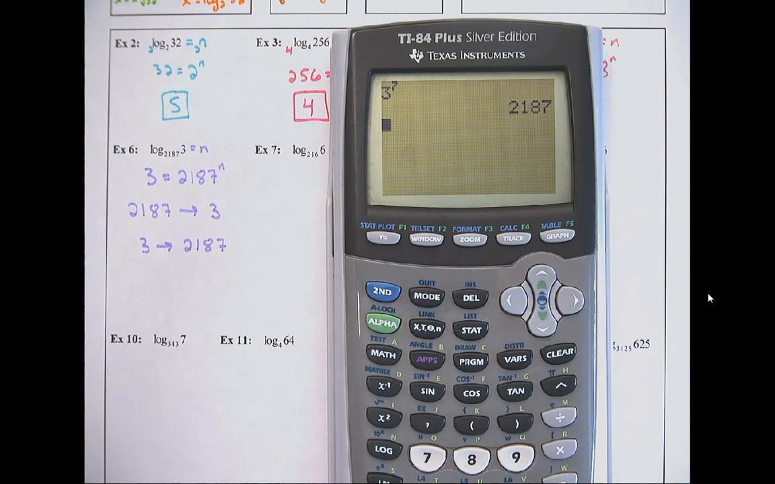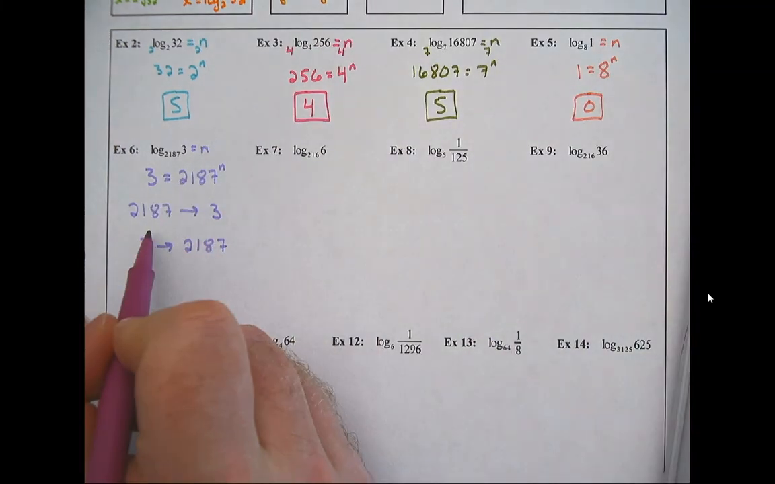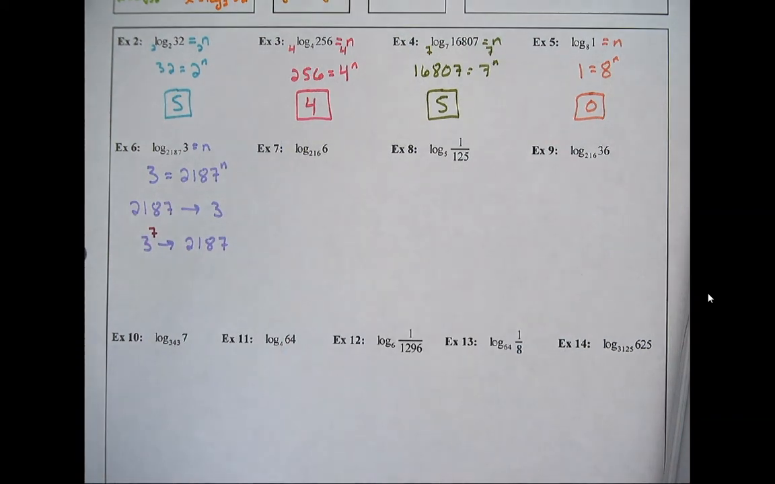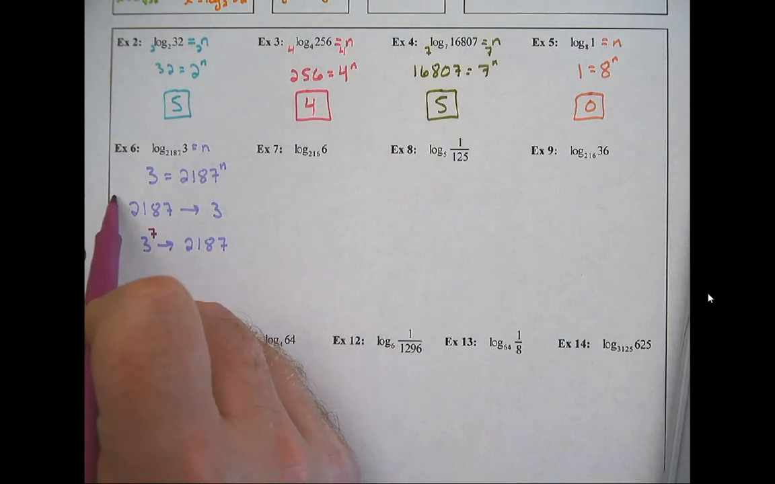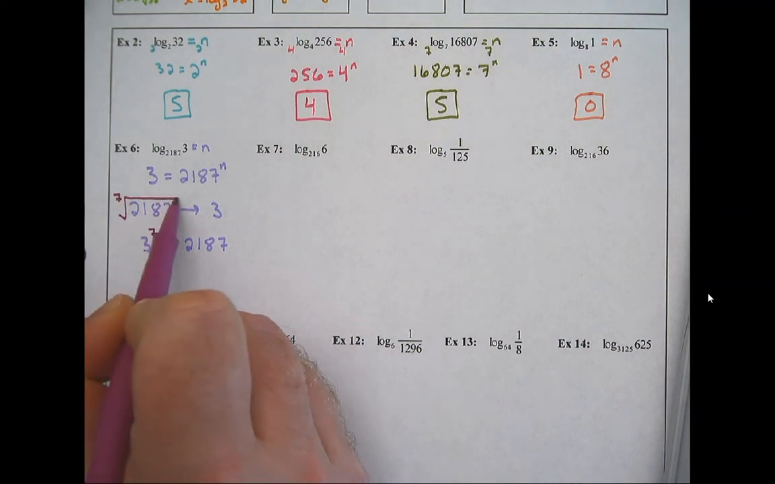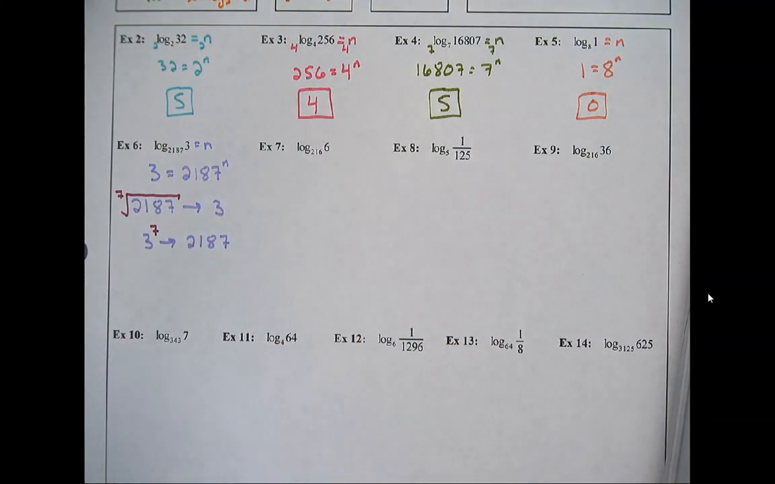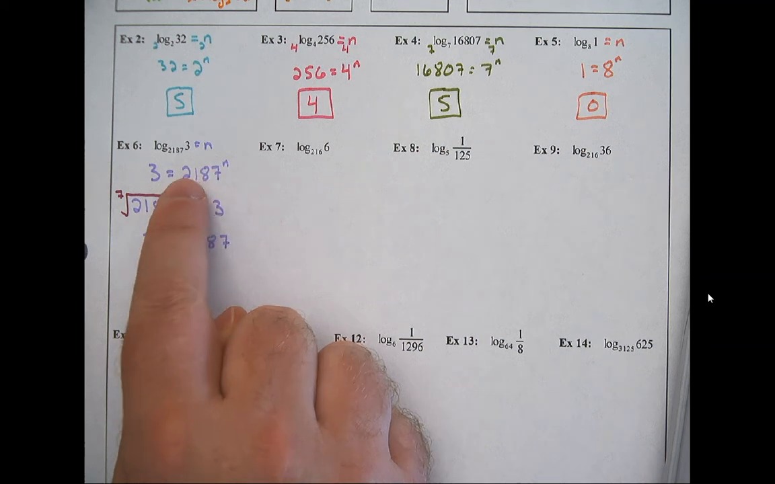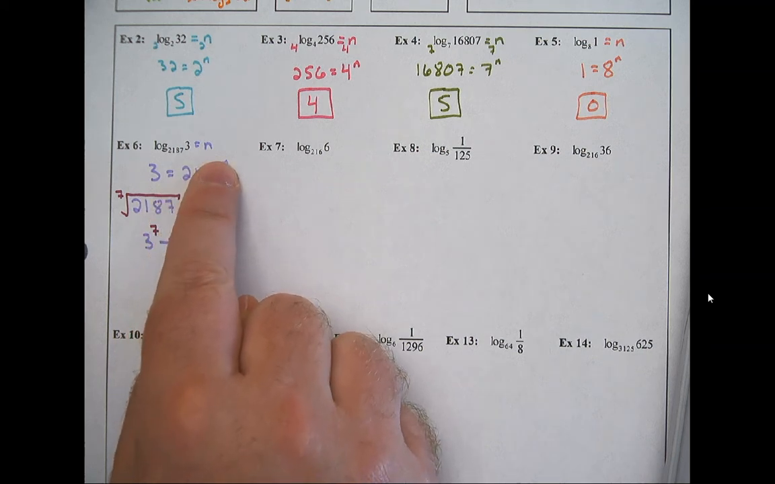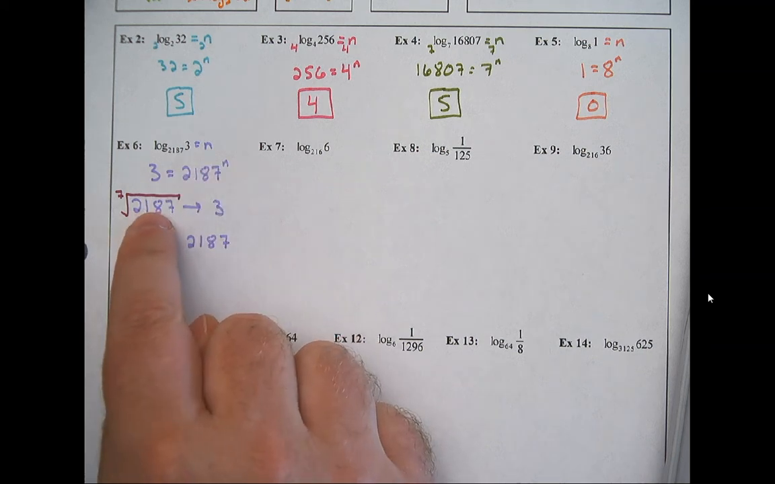So 3 to the 7th ends up being 2187. So that means, what would I have to do to 2187 to turn it back into a 3? In other words, what undoes a 7th exponent? That would be a 7th root. Now look, I can't write this as a root. It has to be an exponent. It has to be 2187 to the power of, not the root of.